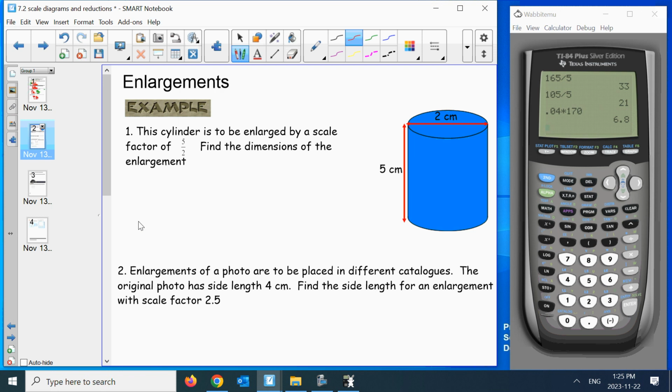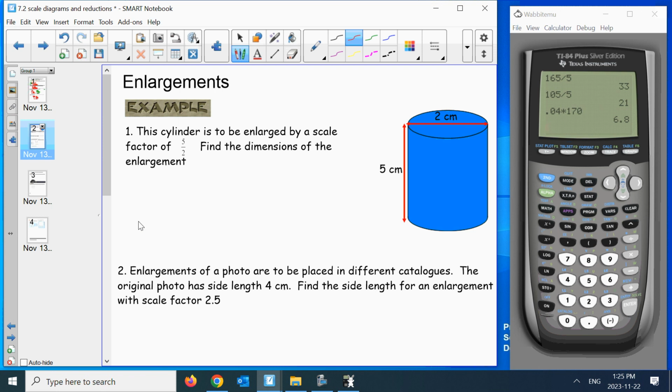Really, enlargements and reductions aren't that much different from each other. You're just making things small, but the math part's similar. The cylinder is to be enlarged, so that's why I threw enlargements in with reductions. The cylinder is to be enlarged by a scale factor of 5 out of 2, 5 halves. Find the dimensions of the enlargement. Now, first, you guys understand 5 halves is bigger than 1? That's why it's larger, and it's 2.5.